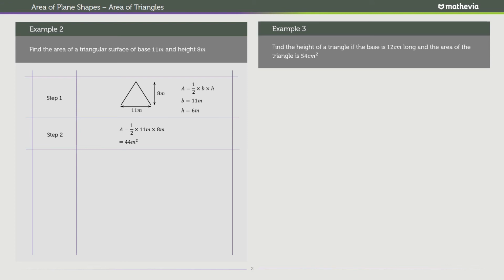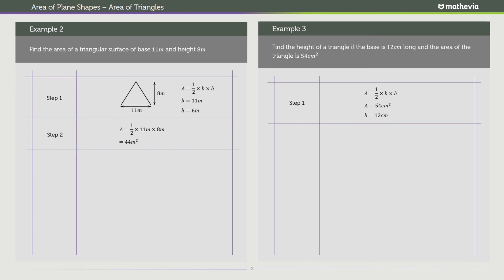Final example, find the height of a triangle if the base is 12 centimeters long and the area of the triangle is 54 centimeters squared. Okay, so we're given the area and we're given the base and we're looking to find the height. Okay, so here's how you do it. Alright, so we have the area is half base times height. We know that our area is 54, our base is 12 centimeters. We're looking to find the height.